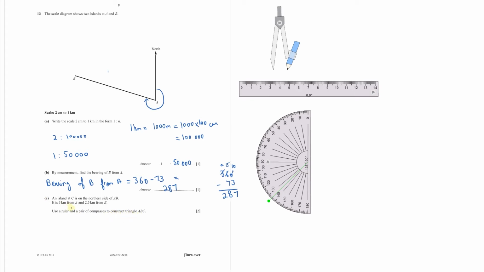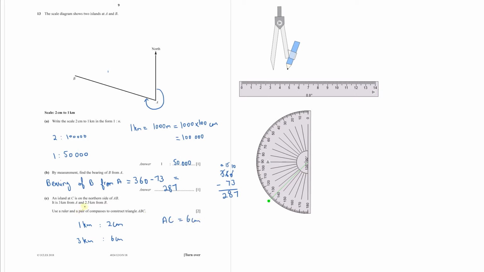So it's 3 kilometers from A. So we know that 1 kilometer is 2 centimeters. So how many centimeters will be 3 kilometers? So you multiply by 3. 3 kilometers will be 6 centimeters. So your length AC is 6 centimeters.